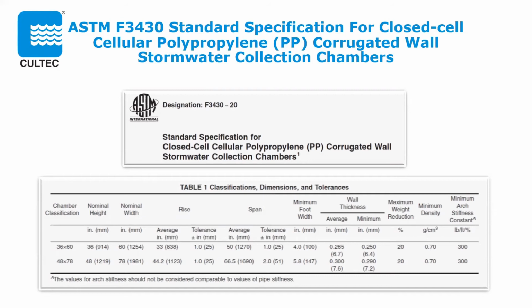To comply with the standard, a product must be listed in the classification table that you can see here on the screen. You'll see two chambers listed, or two classifications, and those represent CULTEC's Recharger 360 and 902 HD chambers. The table includes dimensions and tolerances for span, rise, height, width, and foot width. Other specifications include minimum allowable weight reduction, density, and arch stiffness. These items are verified during the qualification process.